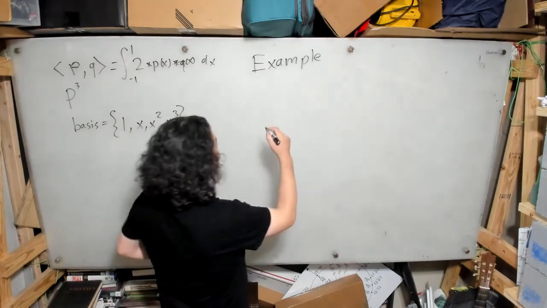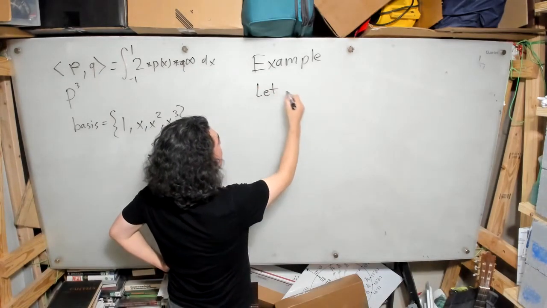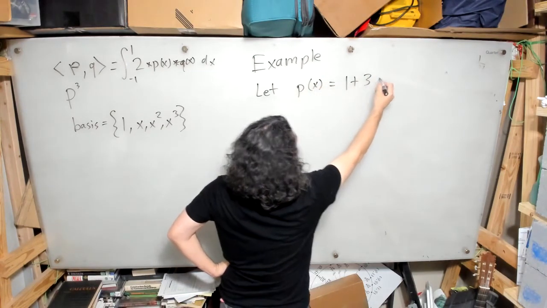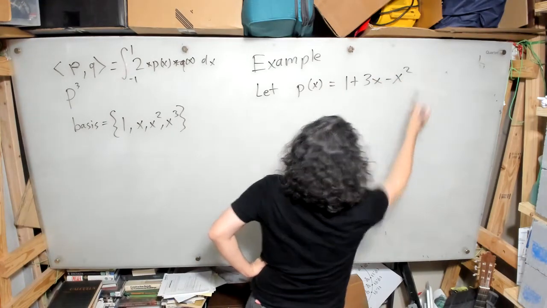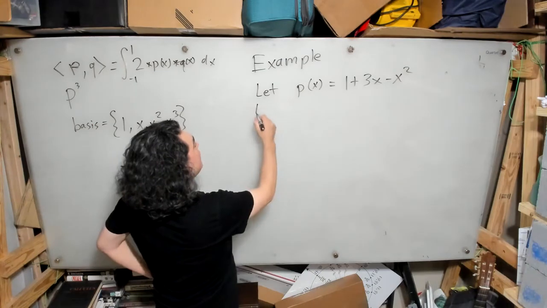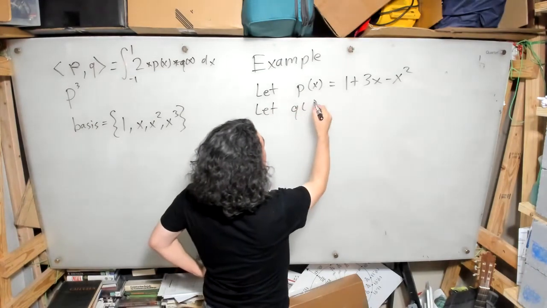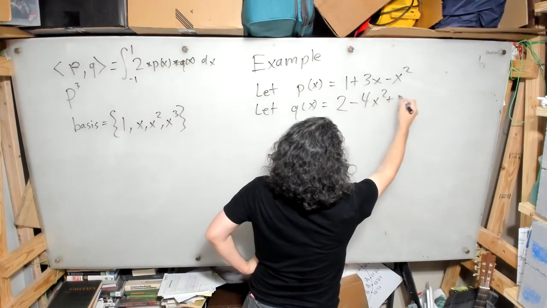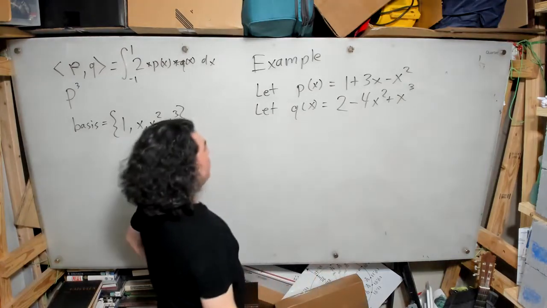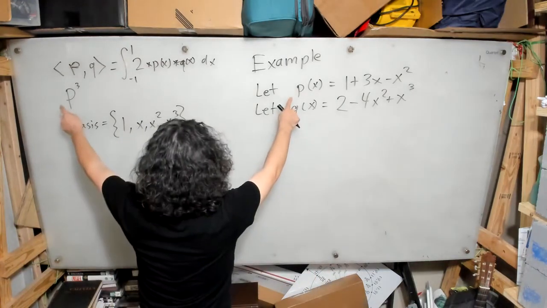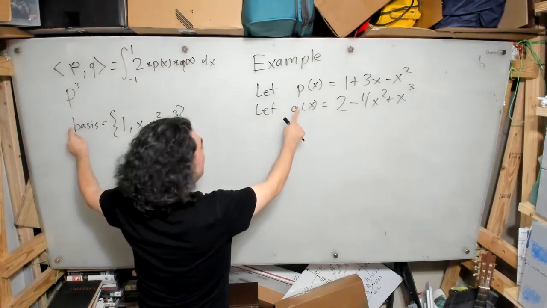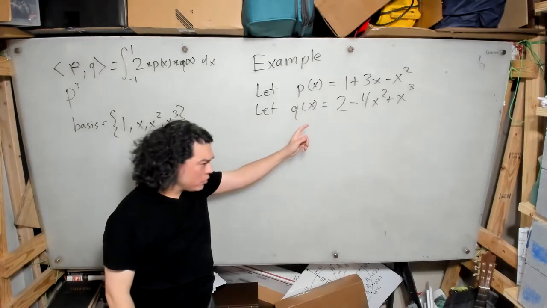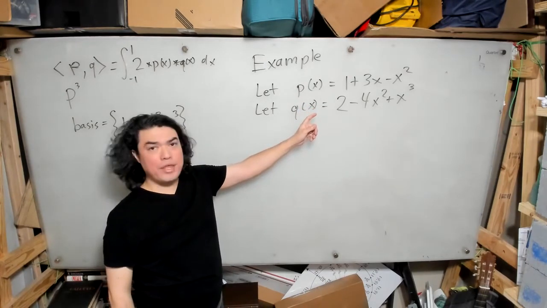Okay. So for our example, let p of x equal 1 plus 3x minus x squared. Whatever. And let q of x be, let's say, 2 minus 4x squared plus x cubed. I first ask myself, is this a member of this vector space? It is. Is this a member of this vector space? Yes. Why? Because they're both polynomials of degree 3 or less.